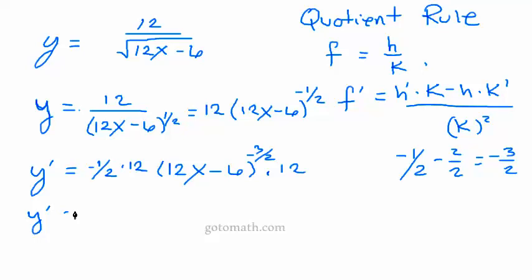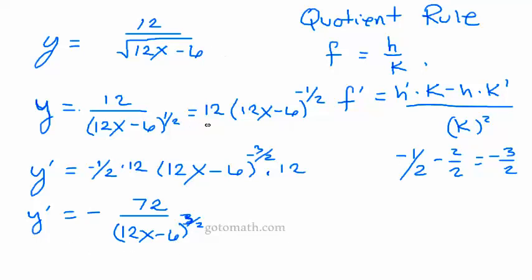Okay, so really we're almost done with this problem. Let's go ahead and clean it up. We got y prime is equal to a half of 12, and a half of 12 is 6. And 6 times 12 is 72. So we have negative, and I'm going to leave this negative out front, 72 in the numerator. Now, instead of writing this with negative exponents, let's take this to the denominator. So we end up with 12x minus 6 raised to the 3 halves power. Are you with me on all that? I hope so. That's a 3, by the way.